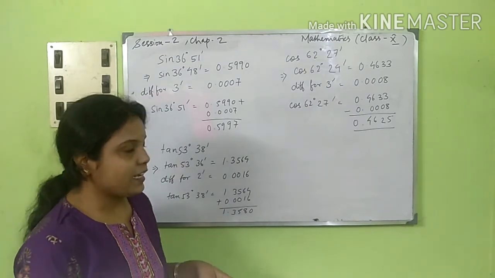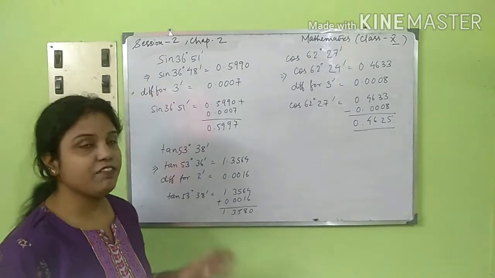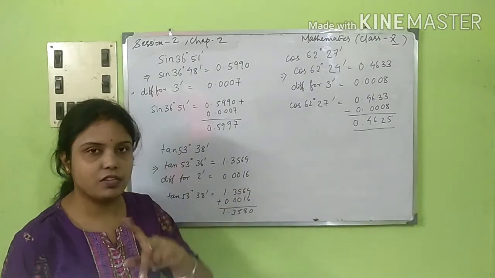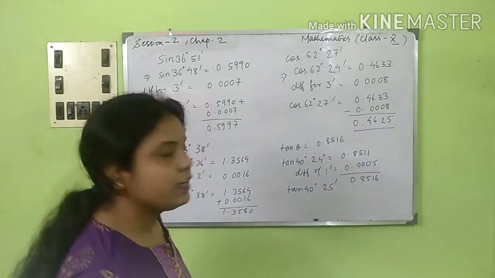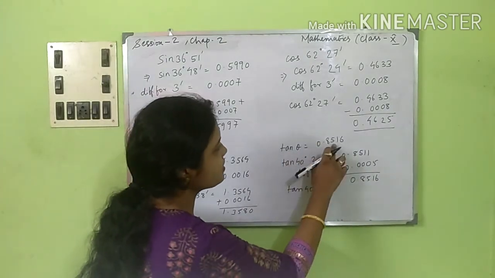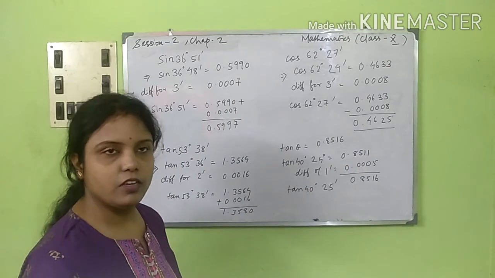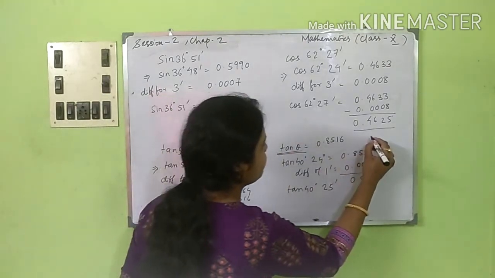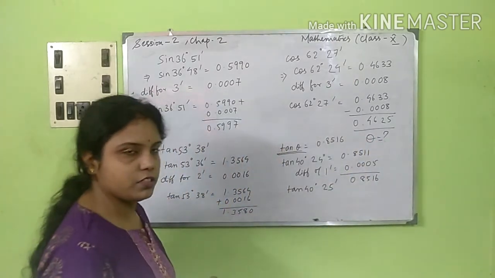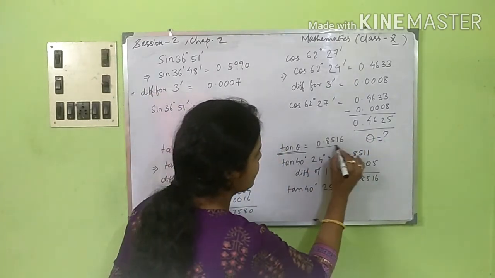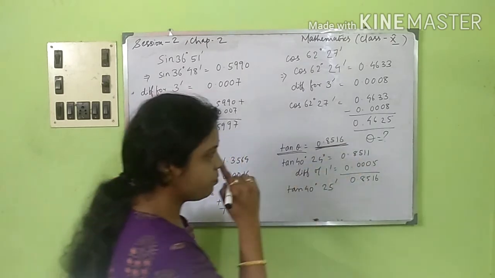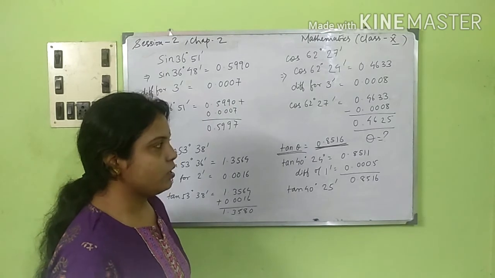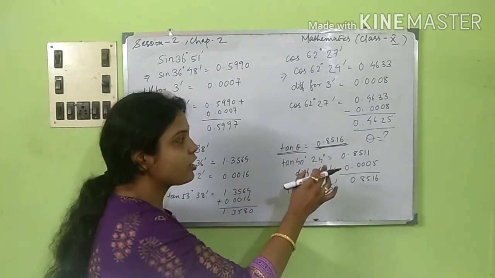Next, coming to one more sum: if we need to find out theta, then what to do? I'll do it here only so that it becomes easy for you. Now here tan theta is equal to 0.8516 is given. So you need to find out the value of theta. What is the value of theta? First you just check this particular value 0.8516 of tangent, which digits will be closer to it.